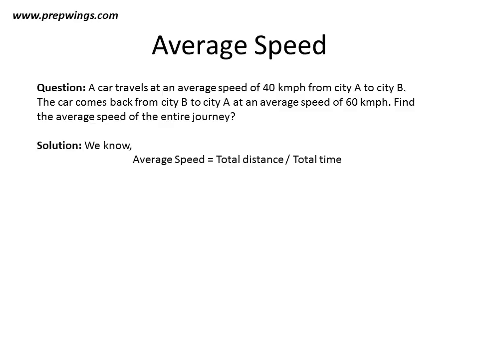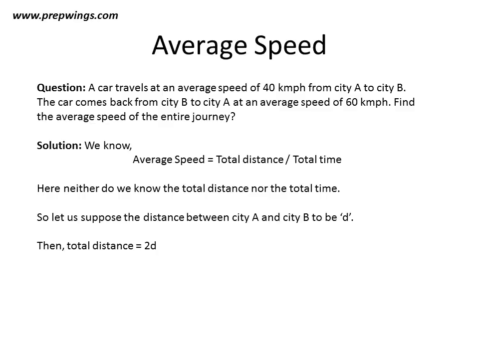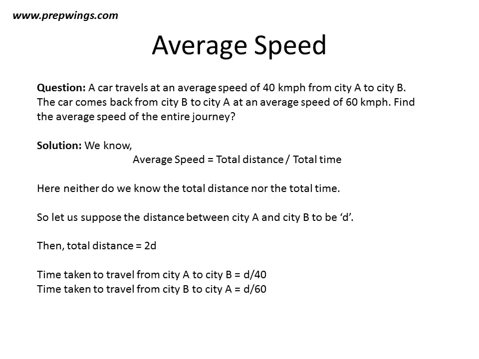Now we know average speed is equal to total distance upon total time. Now here we do not know the total distance nor do we know the total time. So what we'll do is we'll assume the distance between city A and B to be D. Then the total distance for the entire journey is equal to 2D. Now time taken to travel from city A to city B is D upon 40 then, because time is equal to distance upon speed.